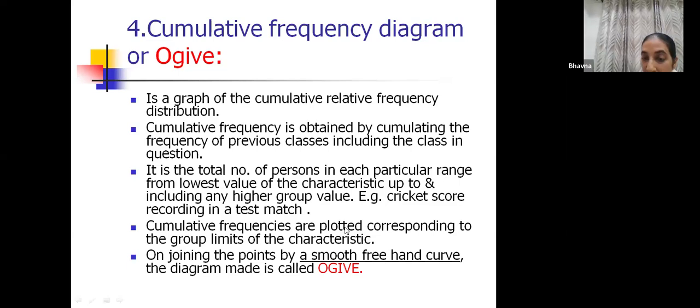Cumulative frequencies are plotted corresponding to the group limits of the characteristic, joining the points by a smooth freehand curve. In the case of a cumulative frequency diagram or an ogive, you don't have to use a scale, okay? The midpoints of the vertical bars don't have to be joined with a straight line or a scale, but with a smooth freehand curve, okay? The diagram which is made is called an ogive. We will try to understand this with the help of an example.